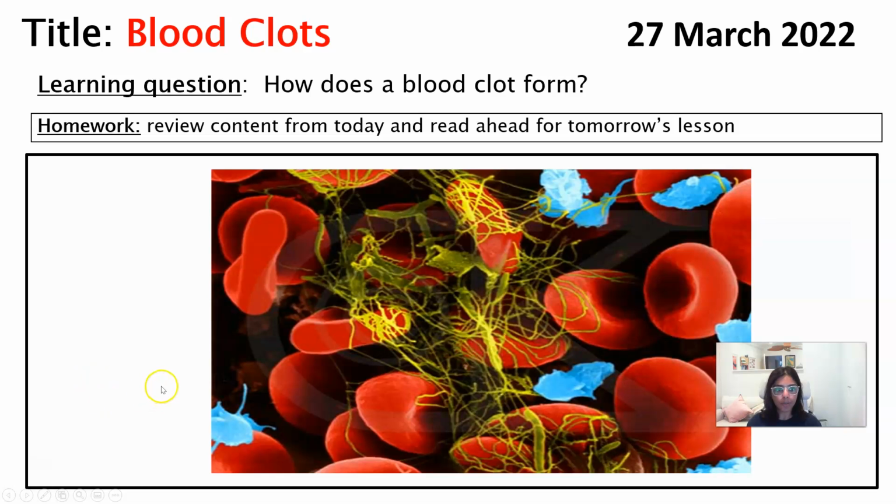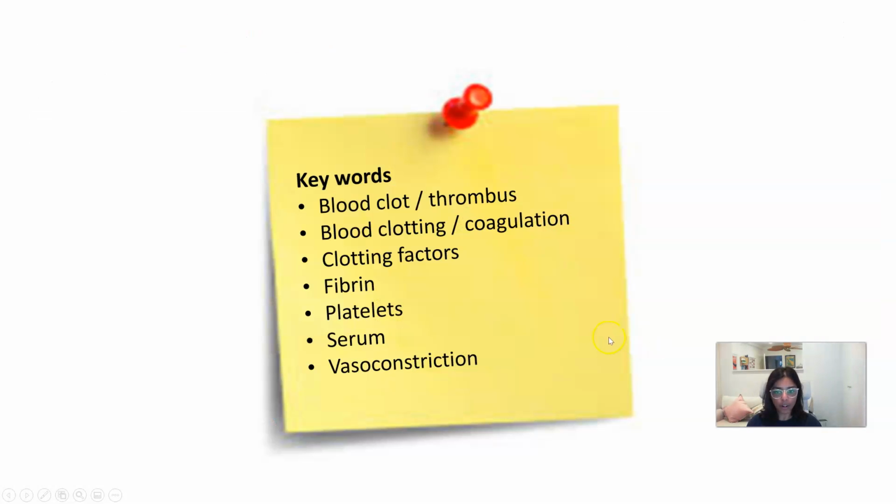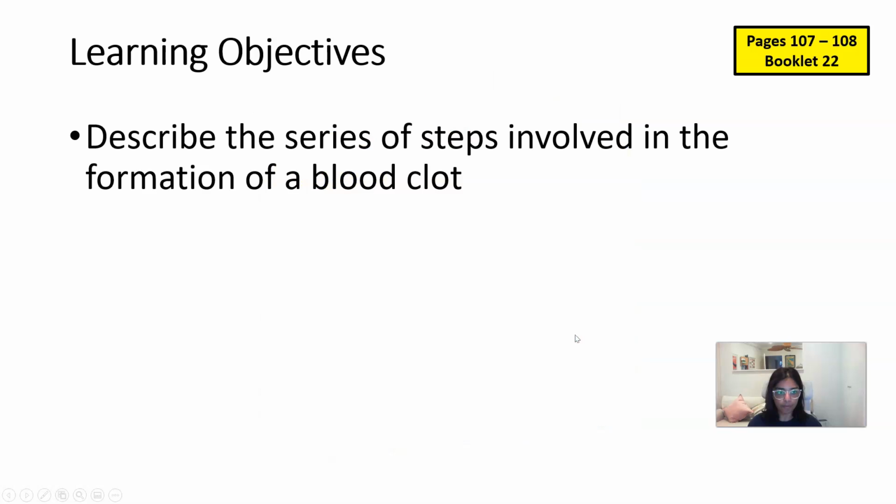This lesson is going to be looking at how blood clots form and why they're important in the body. These are the key words for today's lesson. We're going to be looking at the terms blood clot, thrombus, blood clotting or coagulation, clotting factors, fibrin, platelets or thrombocytes, serum and vasoconstriction. The learning objective for this lesson is pretty broad.